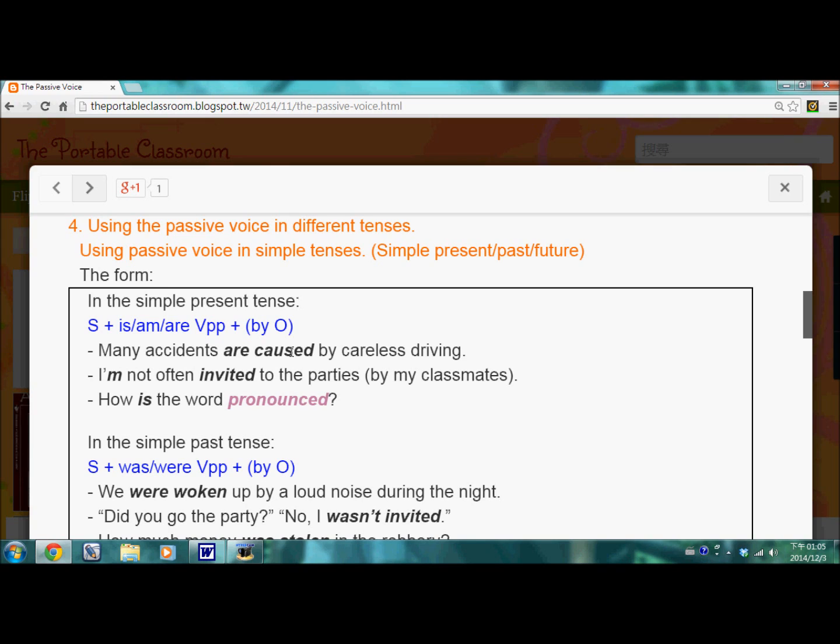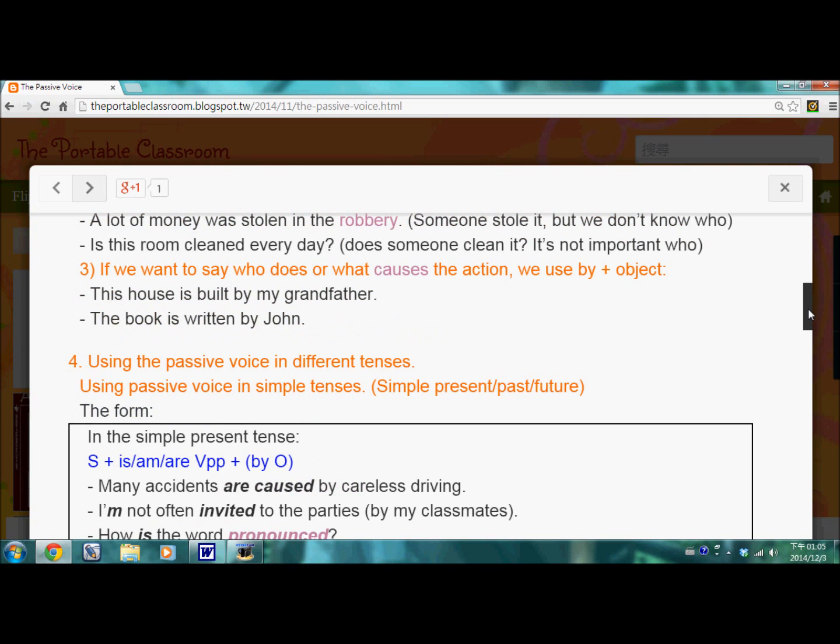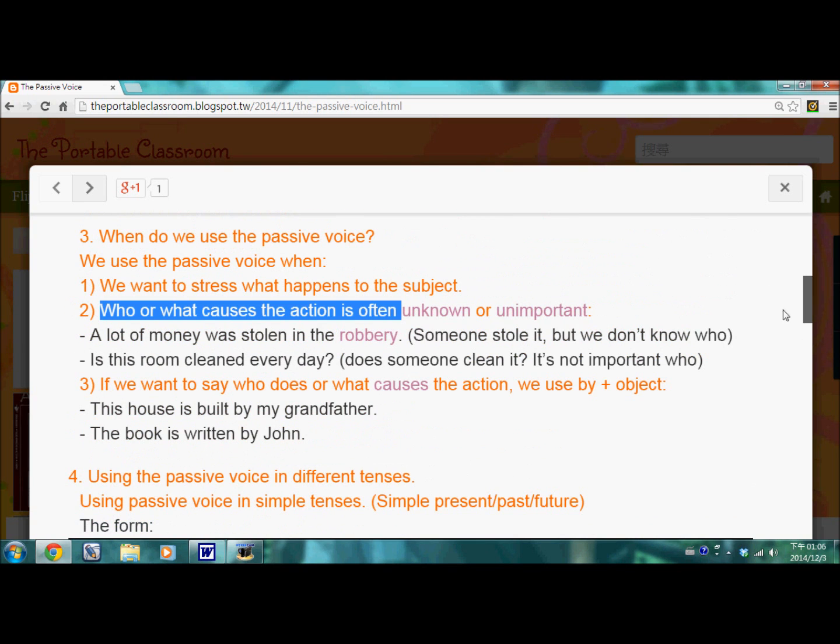individually. Before we go on, first, we know that in English there are two different types of voices, active and passive. When we use the active voice, we want to know what the subject does. When we use the passive voice, we want to know what happens to the subject. And just like the last time we talked about the passive voice, there are three situations that we can use the passive voice.